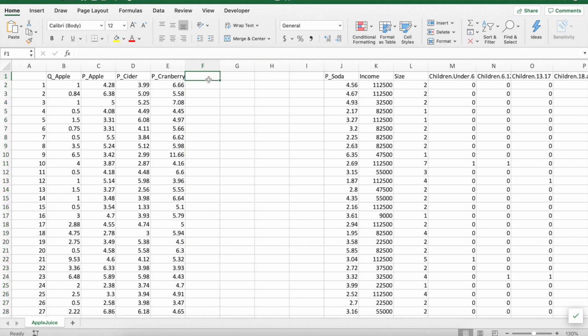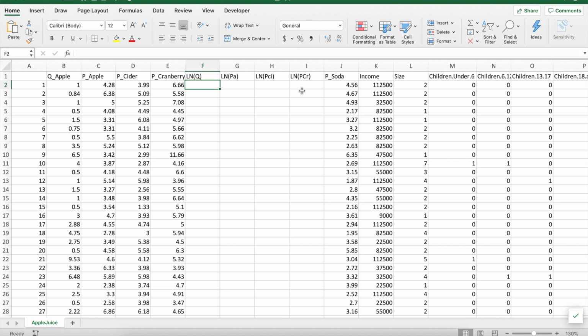I'm going to call this natural log of quantity demanded. This one's going to be the natural log of PA, I'll call it the price of apple juice. Natural log of the price of cider, CI. And the natural log of the price of cranberry, CR. Okay.